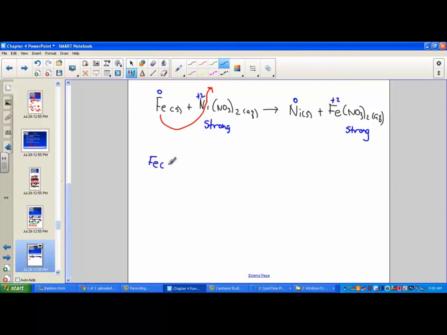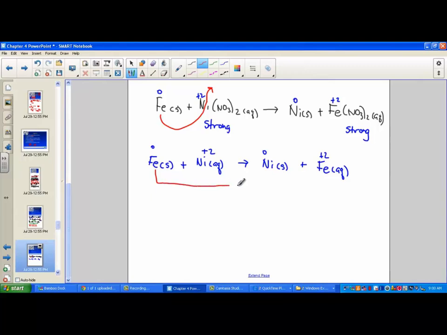So here we have solid iron with aqueous nickel carrying a +2 oxidation number, forming nickel in its natural state assigned a 0, and iron now with its +2 charge, aqueous.